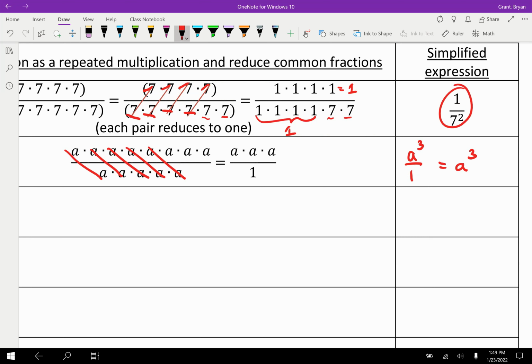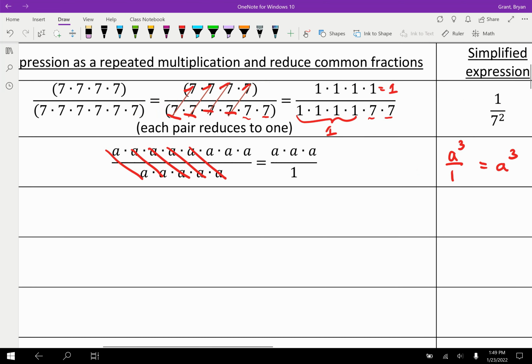You should note, though, that 1 over 7 squared is not 7 squared. If there's a number in the denominator of the fraction, you can't just leave off the 1 up above. You can do it with the denominator. You'll also notice here I didn't write the individual 1s.